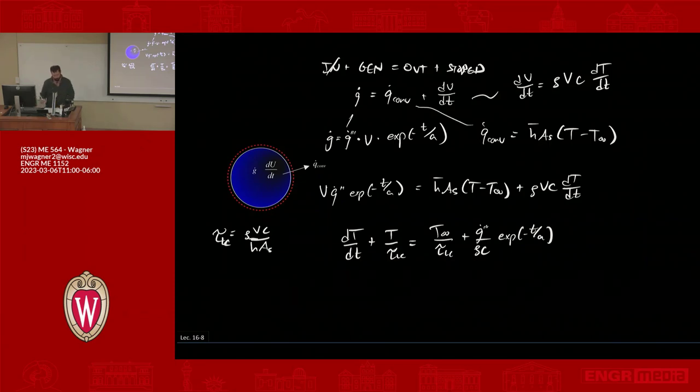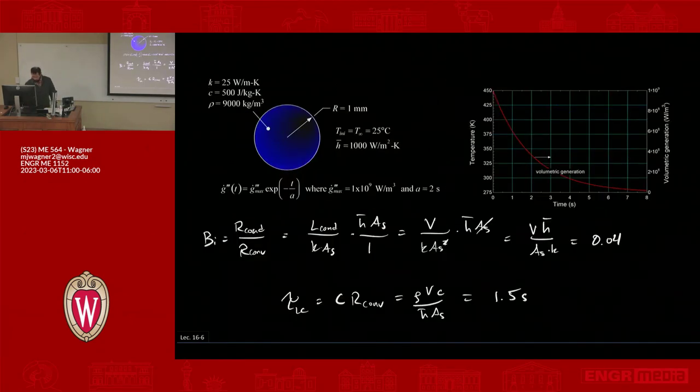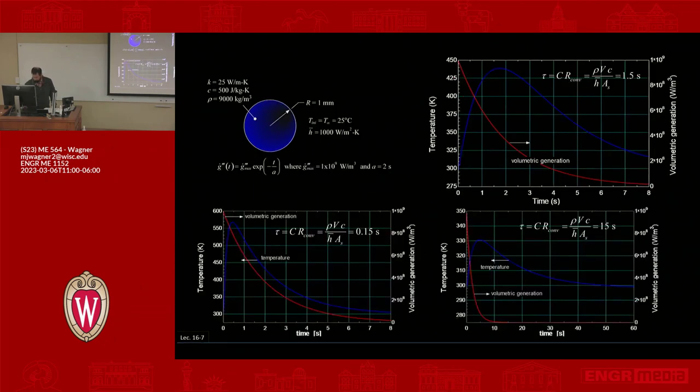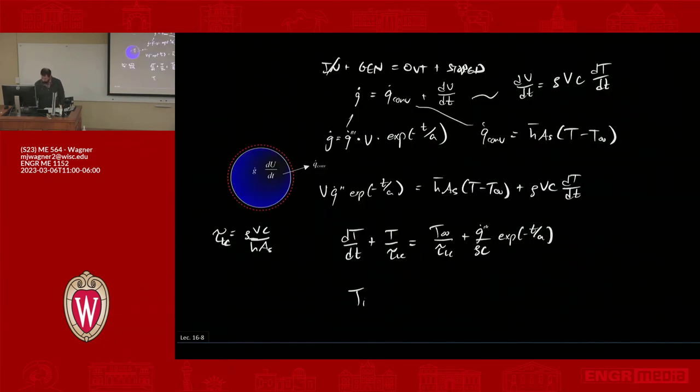We also need to keep track of what our initial condition is, right? We only have one boundary condition for this problem in time. So keeping track of the initial condition, what is the initial condition for this? Let's look back, what was that? We just said here, T initial is T infinity. Okay, so T initial equals T infinity, which is T at time equals zero.